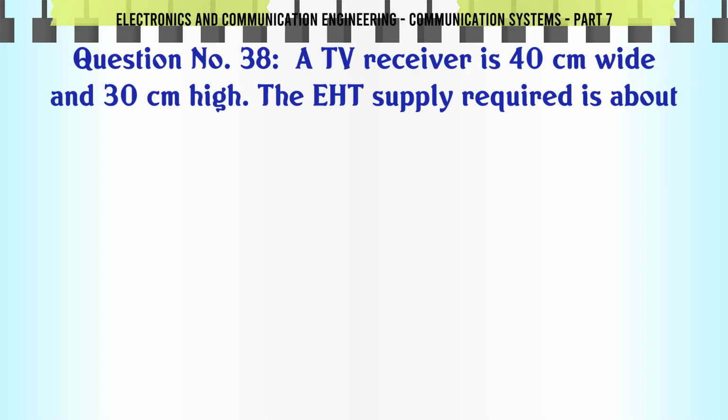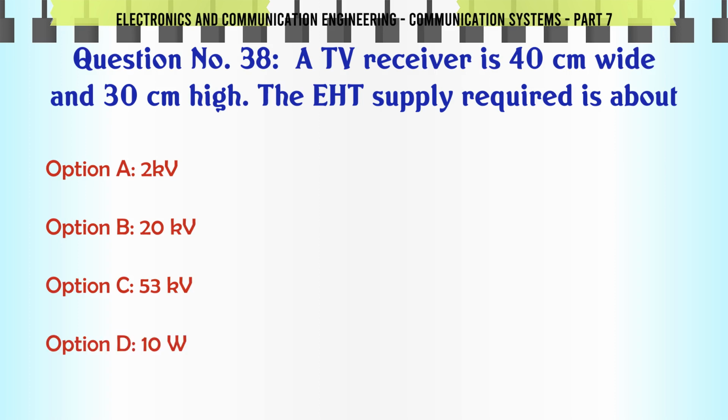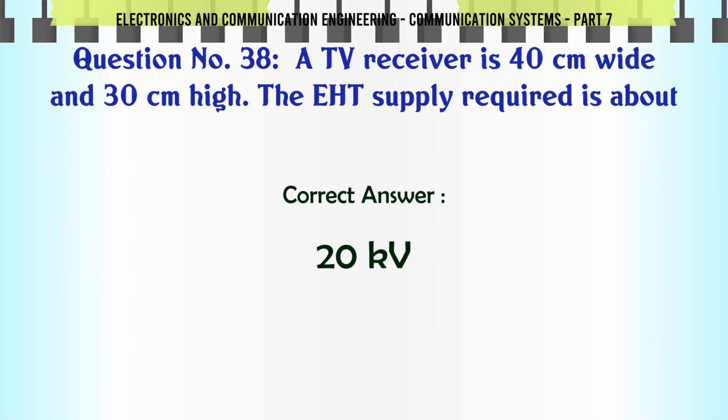A TV receiver is 40 cm wide and 30 cm high. The EHT supply required is about A 2 kV, B 20 kV, C 53 kV, D 10 watts. The correct answer is 20 kV.